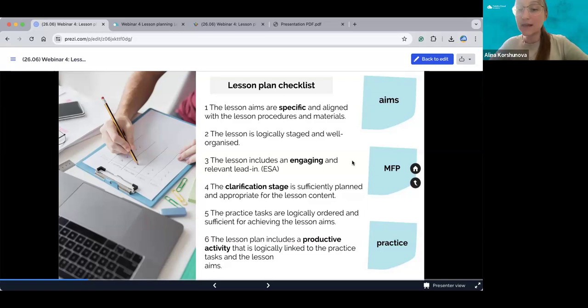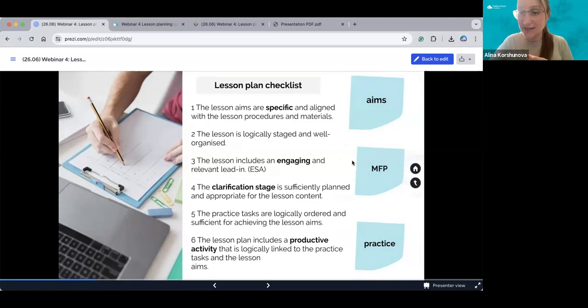Also, the clarification stage should be sufficiently planned. We often rely on our own knowledge, and we think that we can explain any grammar rule, any vocabulary item, but sometimes it's not that easy, especially if you teach, but even if you teach beginners, you need to plan how you will explain this and that to your students, how you will check their understanding.